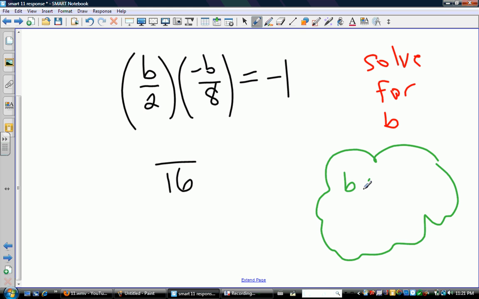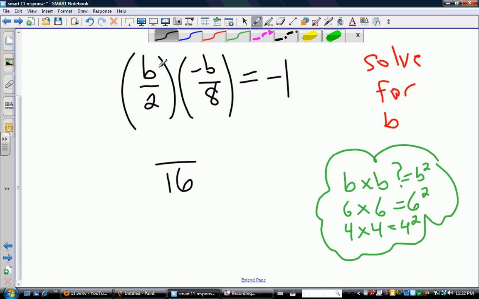What is b times b? Well, what's 6 times 6? 6 times 6 is 6 squared, or 36. 4 times 4 is 4 squared, or 16. So what's b times b? Well, it must be b squared. So in the actual question, I have b times negative b, so it would be negative b squared.